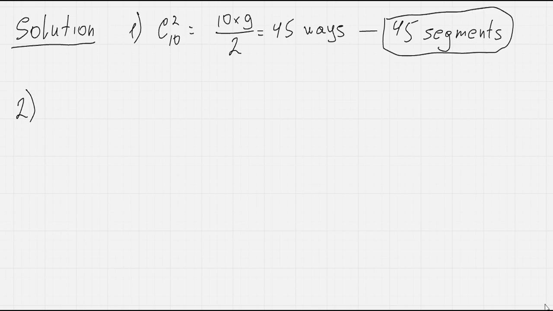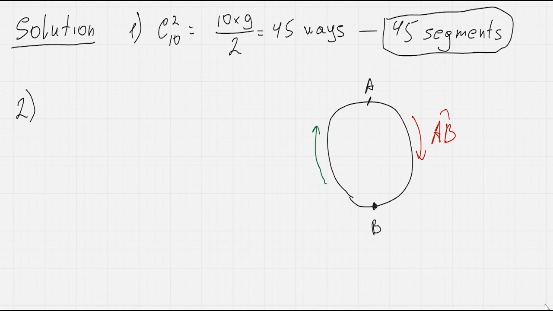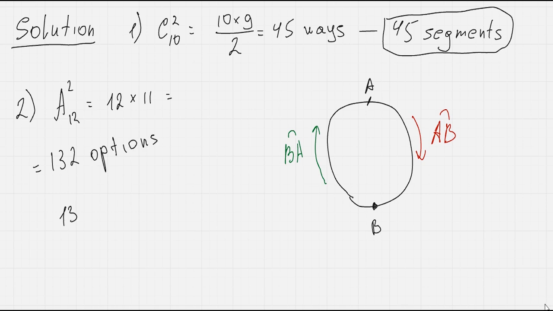Second, an arc is determined by its boundary points, but in this case, their order is important. For example, suppose 2 points A and B are marked on a circle. Then we get 2 arcs, the first from A to B, the second from B to A. Thus, to choose an arc, there are A(12, 2), that is 12 multiplied by 11, that is 132 options. This is the answer to the second item.